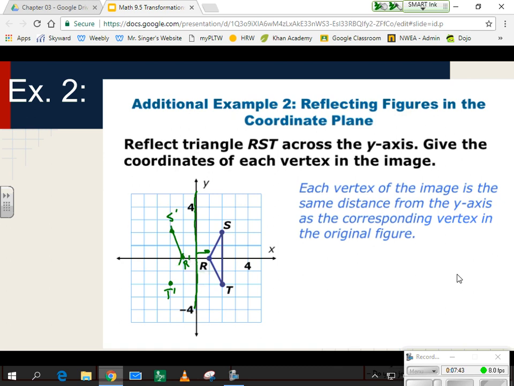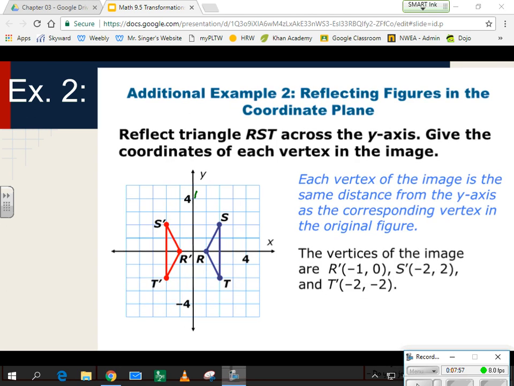So we can see that we still have the triangle, but this time they're in opposite directions because it's a reflection. So R prime, S prime, and T prime, boom, look like this. So you can see that we moved it over and they're facing different directions, but now we can see that R is at -1, 0, S is at -2, 2, and T is at -2, -2, and they're right across that y-axis like the y's the mirror.